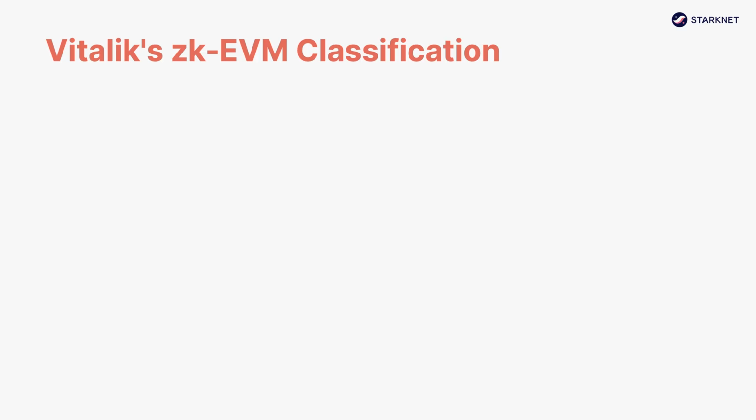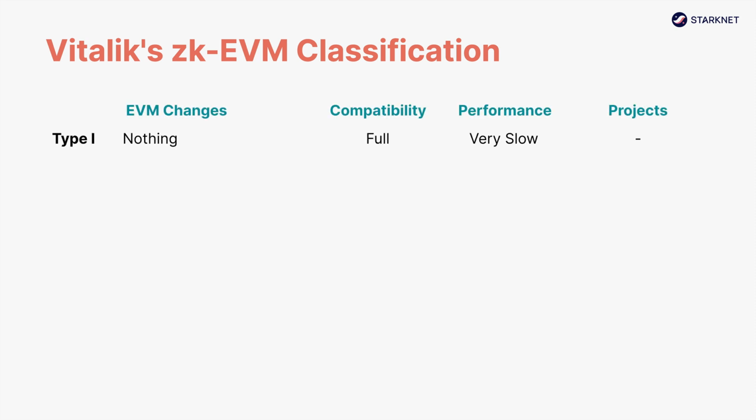In a famous blog by Vitalik Buterin, the co-creator of Ethereum classified ZK rollups into 4 different types based on their level of support of the Ethereum virtual machine. Note that this classification applies only to ZK rollups and not optimistic rollups. The first category of ZK rollups, or Type 1, are those who offer full compatibility with the EVM.